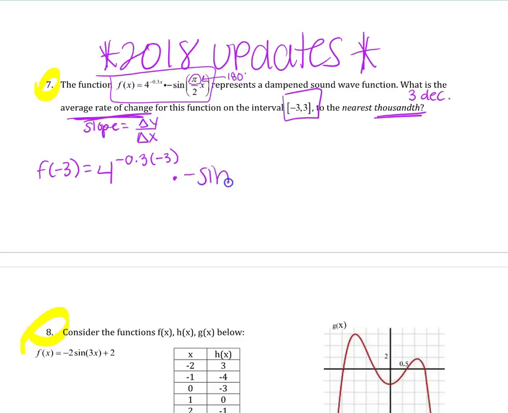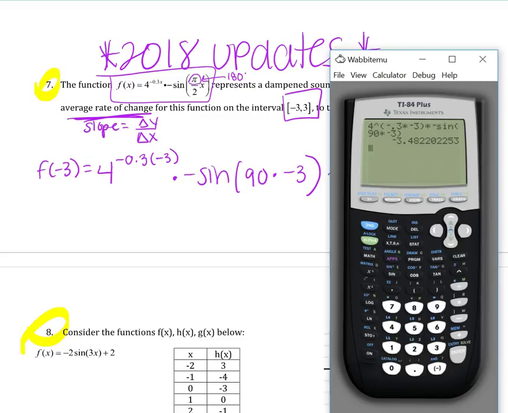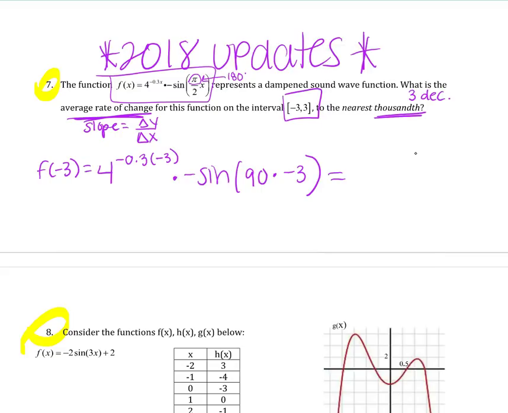Times negative sign. Now 180 divided by 2 is 90 times -3. And then you just plug it in your calculator. Alright, I paused the video to save some time to show you. I plugged it in. I put in 180 for pi, so 90 essentially. And I got -3.4822.